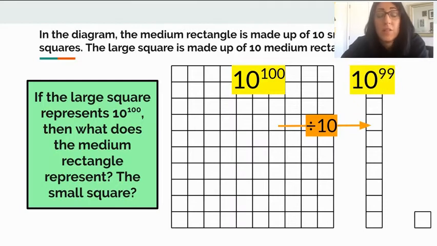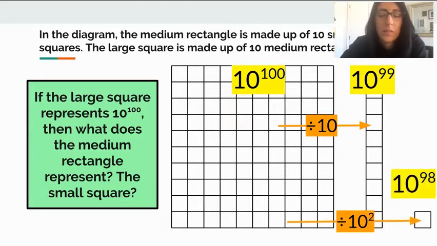So now again, starting at the big square and going to the small square, we're going to divide it by 10 to get to the medium, and then we have to divide it again by 10 to get to the small. So that means we're dividing it by 10 twice, 10 squared. So we would represent the small square as 10 to the 98th power.